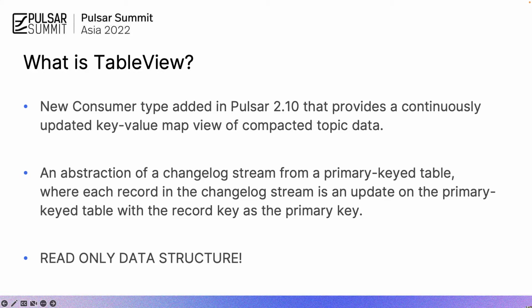The TableView interface serves as an encapsulated access pattern, providing a continuously updated key value map view of the topic data. With TableView, Pulsar clients can fetch all the message updates from a topic and construct a map with the latest values of each key automatically without having to manage an internal cache or map to retain these values. Instead, the Pulsar client takes care of all the implementation details under the covers for the application developer, allowing them to focus on the business logic.